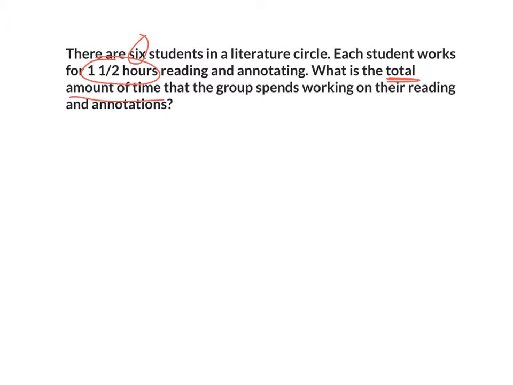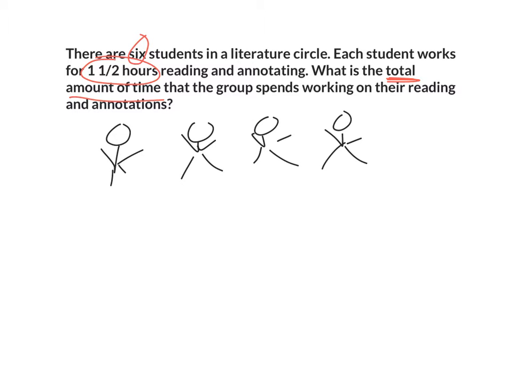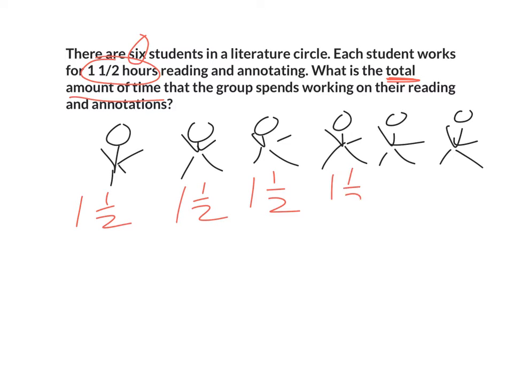So for me, when I look at this problem, if I was going to draw a picture, here are the 6 students, and I know that each of them is working for 1.5 hours, so I might write 1.5, 1.5, 1.5. When I write that under each person, what I'm representing is that each person is doing 1.5 hours of work. So when I want to know the total amount of time, I would add all of these numbers up together.